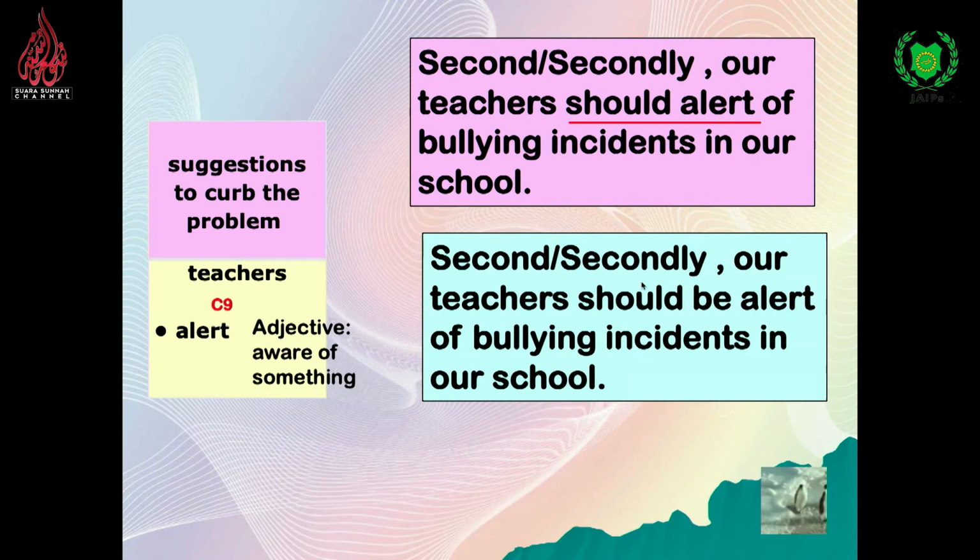So, secondly, our teachers should be alert. You have to put in the verb there. Should be alert. It cannot be should is alert. Should am alert. Cannot. It has to be, to accompany the adjective alert, of bullying incidents in our school. Again, should must be followed with a root verb. Remember that.